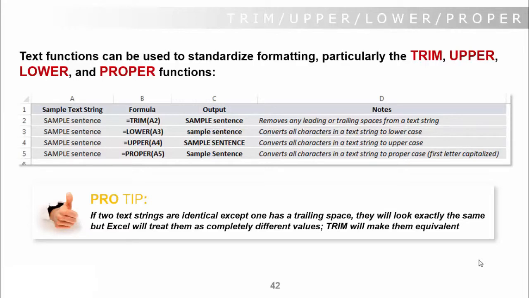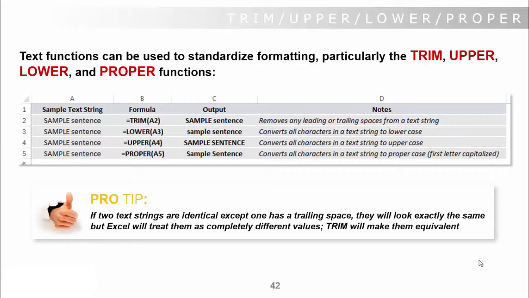That's because if two text strings are identical, except for the fact that one has a trailing space at the end, they'll look exactly the same to you, but Excel will treat them as totally different values. So that can totally wreak havoc on things like lookup or match functions that are trying to find two exact values to match. So trim will make them equivalent, and honestly it's a nice best practice to get in the habit of using just to standardize your text fields.